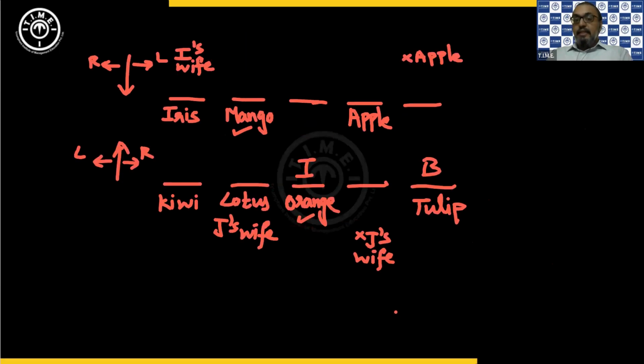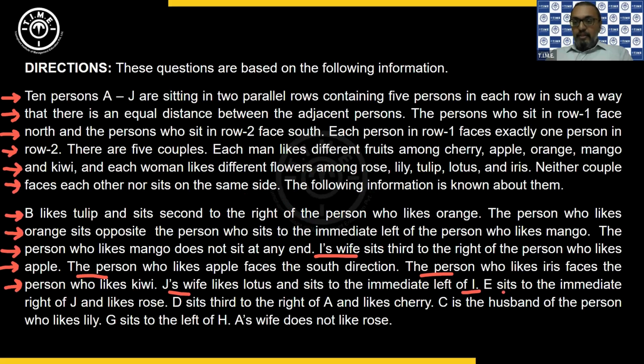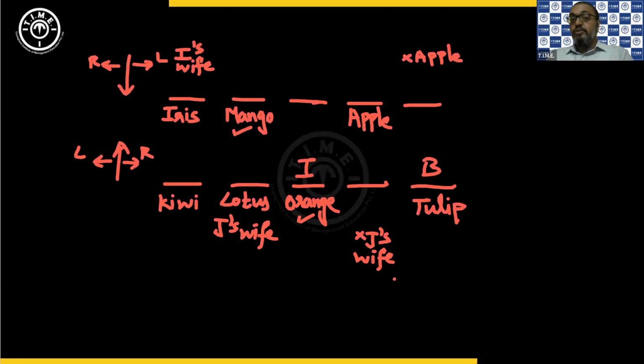Right. Then further, it says E sits to the immediate right of J and likes rose. So "and" refers to the first person, that is E in the sentence. So E is immediate right of J and likes rose. Now, since J's wife is north facing, J cannot be in the same row of north facing. It has to be in the opposite. So E is immediate right of J and likes rose. So you cannot have J here opposite B. Now J, the only possibility is you can give it as apple.